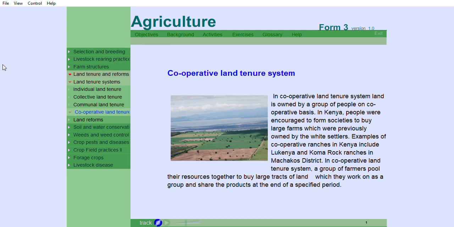In cooperative land tenure system, a group of farmers pool their resources together to buy large tracts of land, which they work on as a group and share the products at the end of a specified period.